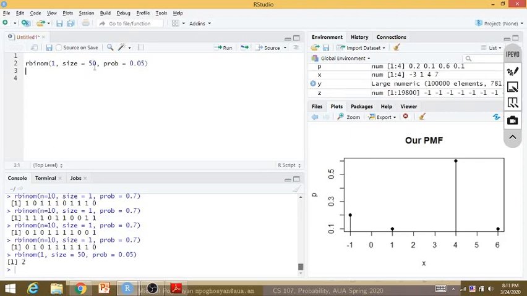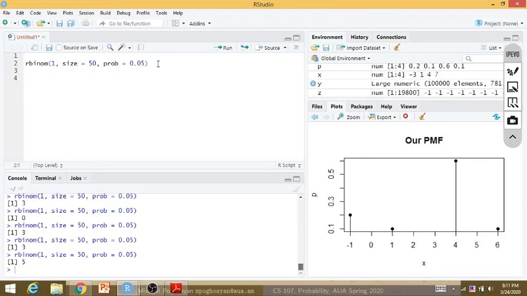The computer made, in some sense, 50 trials. The success probability in each trial is 0.05, and it obtained that only 2 successes happened among these 50. Let me run that again: 3. So 3 successes when doing 50 trials again. Let me run that again: 0, no success at all. So again 3, again 3, again 5. So 5 successes when doing 50 trials with success probability 0.05 in each trial.